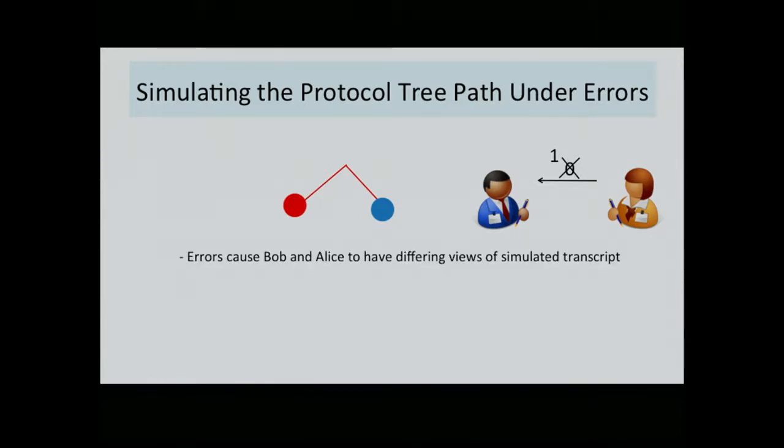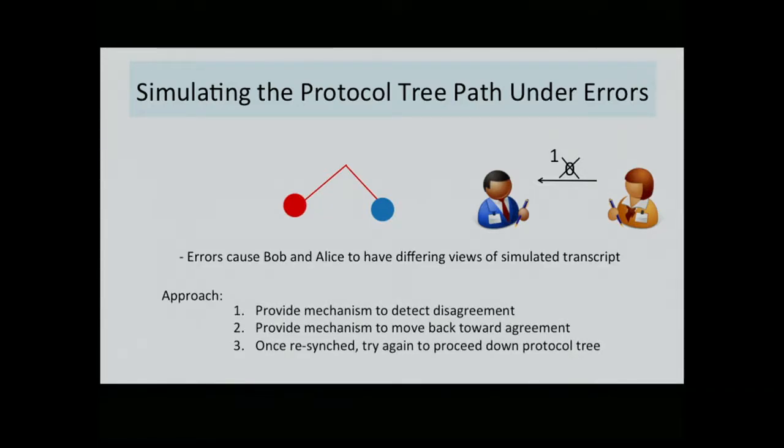So we need some kind of mechanism to detect disagreement in the internally simulated view of the transcript. We need to provide a mechanism to move them back towards the point of agreement, and once they're resynced, to try to proceed again down the protocol tree. So all of the solutions that we'll see for interactive coding follow this general framework: we need some kind of mechanism for Alice and Bob to detect that their internal views are inconsistent, a mechanism to move back in a way that gets them closer to the point where their views diverged, and then once they arrive there, to try to proceed down the protocol tree.